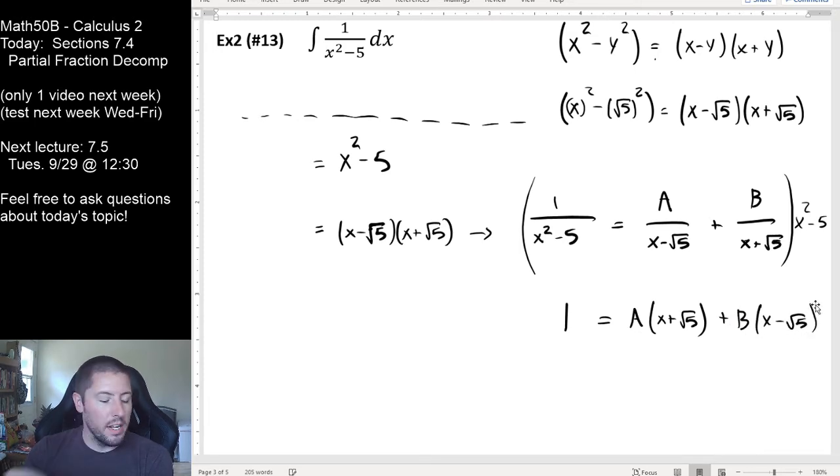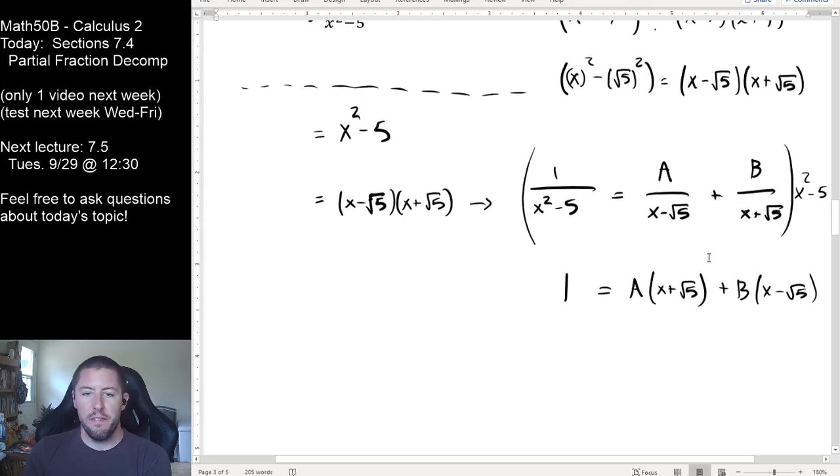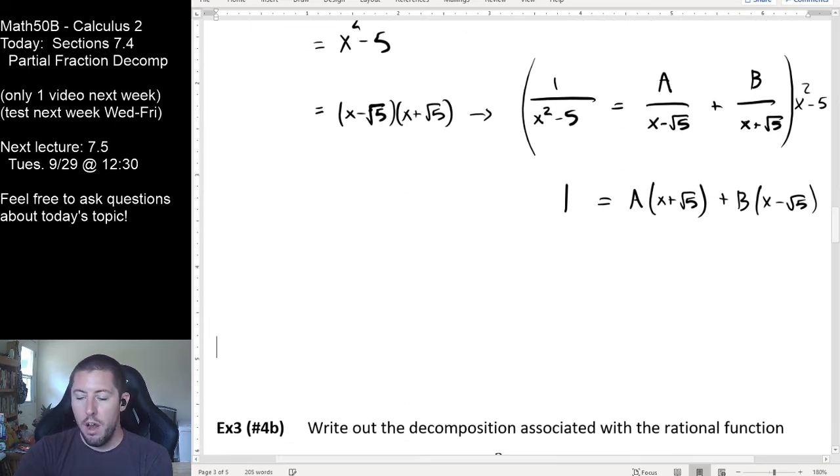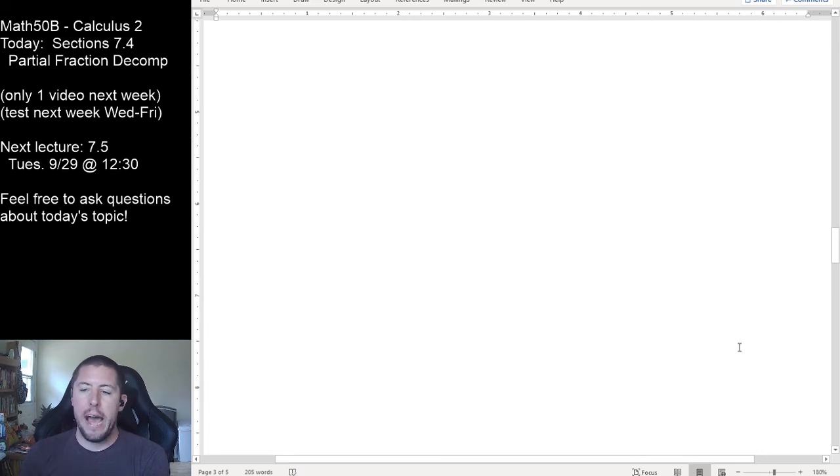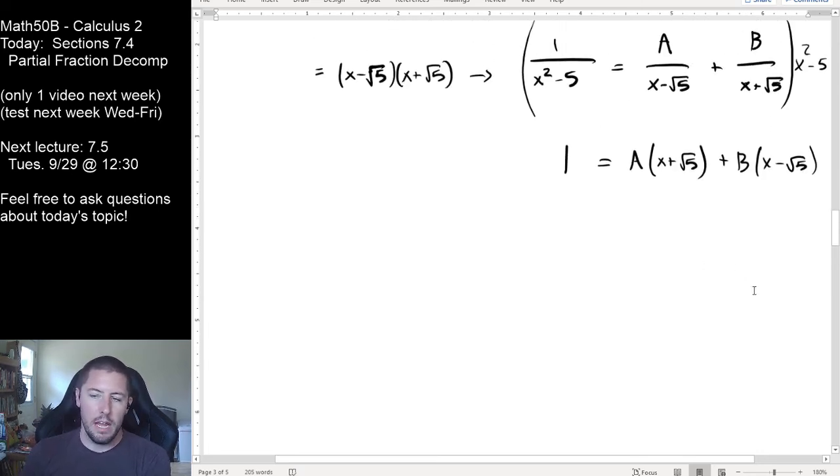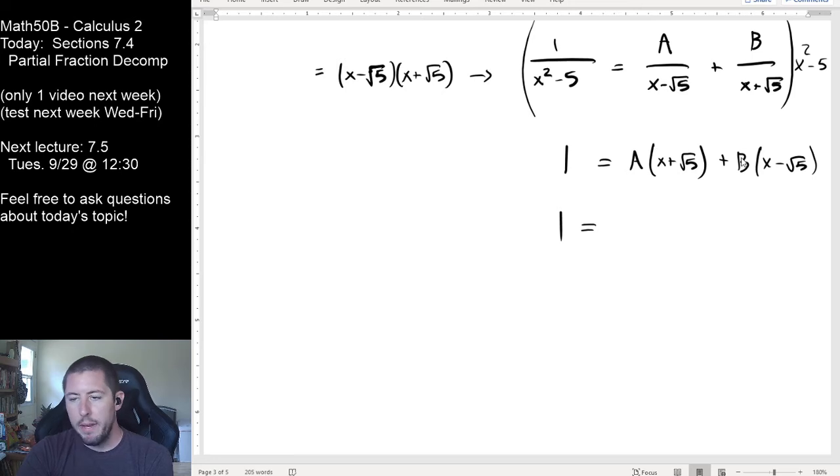I have 1 equation and 2 unknowns, which initially feels like a problem, but what I know is going to happen is that we are going to match coefficients for my x terms and my constants, and that's going to get me all the information that I need. So I'm going to write my work a little bit quicker here, see if you can keep up. My 1 remains on the left.